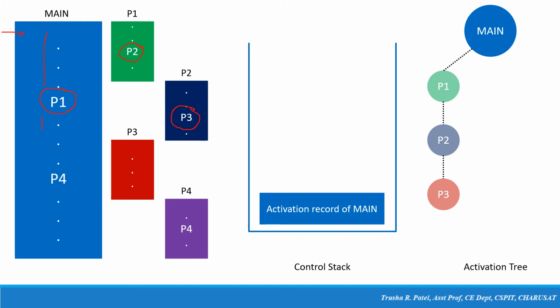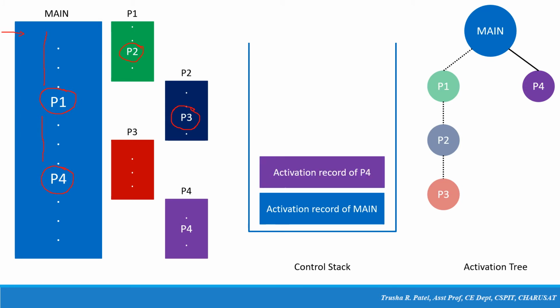Now after executing certain lines in main, we again have a call for the P4 procedure. So from main, P4 is called and the activation record of P4 will be entered in the stack. Now we can see that P4 is having a call for itself. So P4 is my recursive procedure. Now let us take for example, we have a certain condition, and because of that P4 will be called 3 times. So P4 will again call P4.